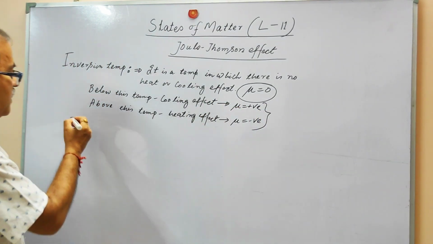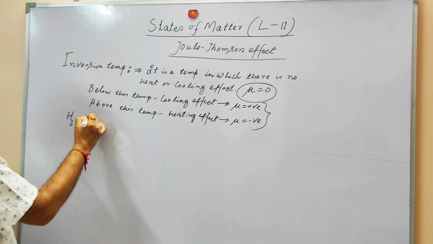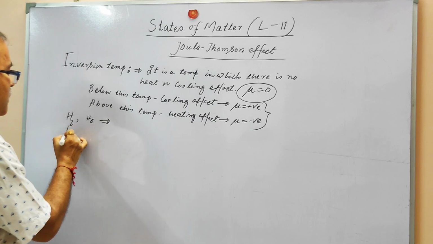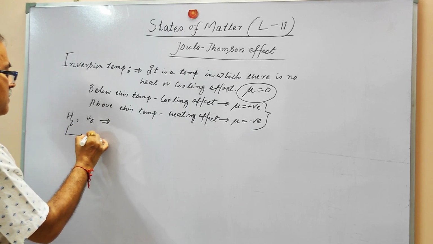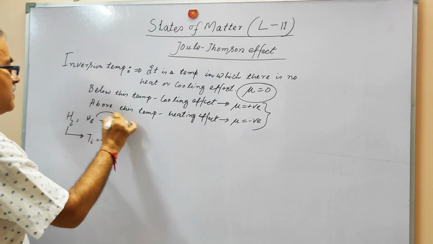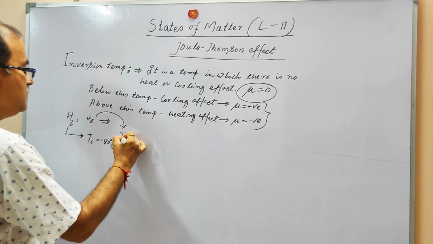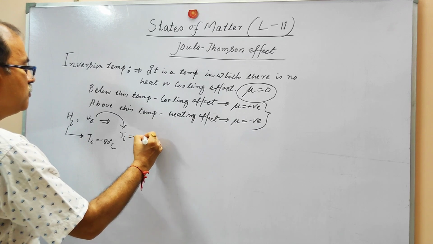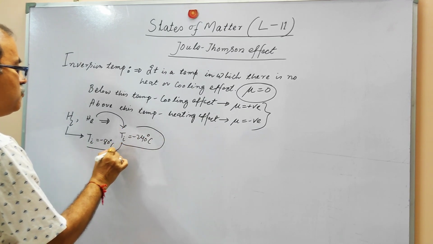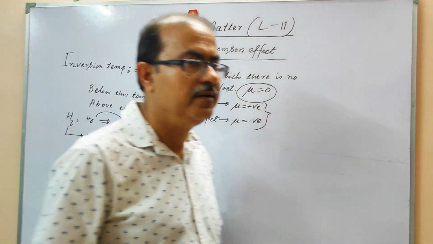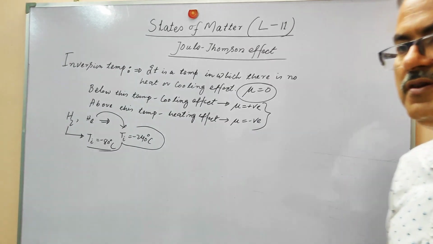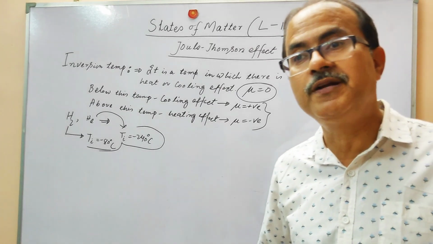Hydrogen and helium have very low inversion temperature. Hydrogen has the inversion temperature Ti equal to minus 80 degrees Celsius, whereas helium Ti is equal to minus 240 degrees Celsius. So you can understand it is not going to show the cooling effect as per the Joule-Thomson definition. It will not be able to show it at normal temperature.